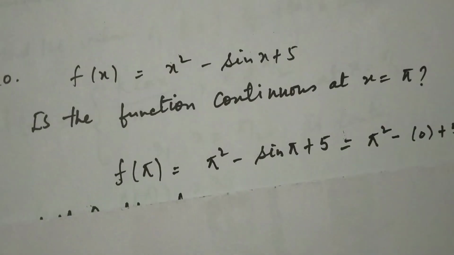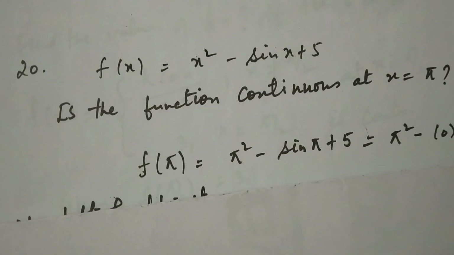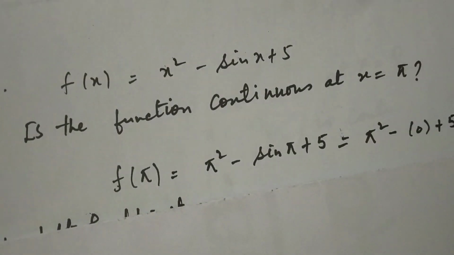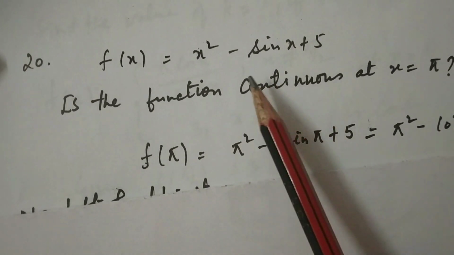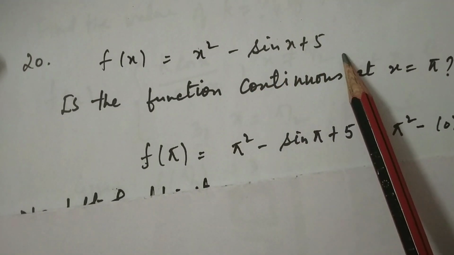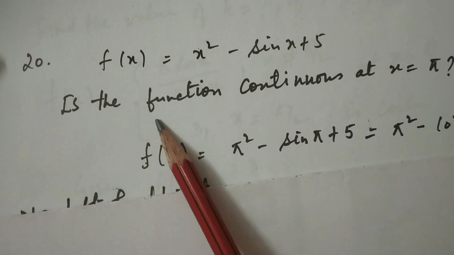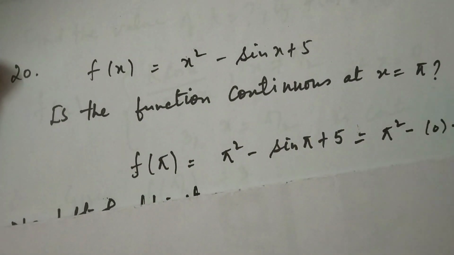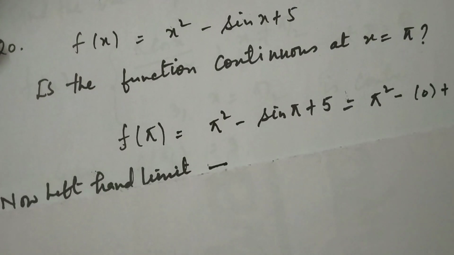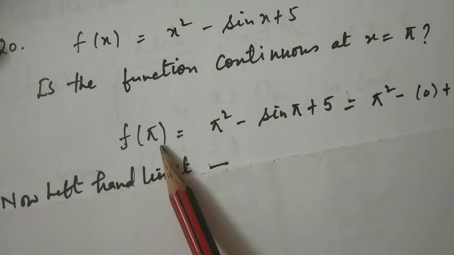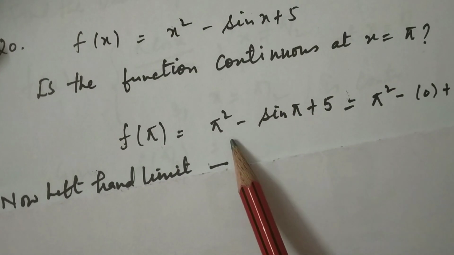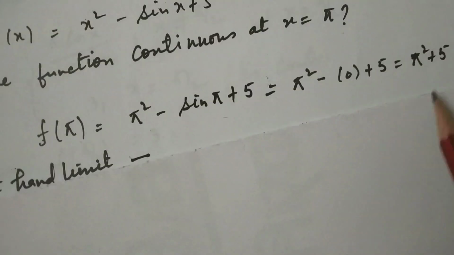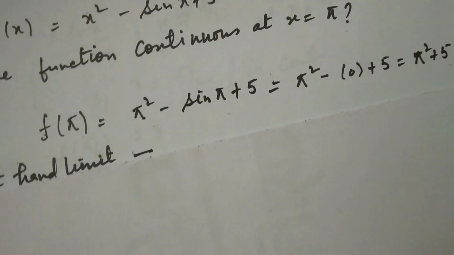Now question number 20, it is the function f(x) equal to x square minus sin x plus 5. So we are asked, is the function continuous at x equal to pi? First we will try to find the value of the function at the point pi. So it comes out to be pi square plus 5.